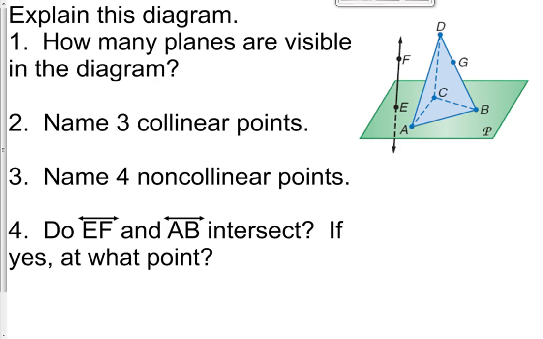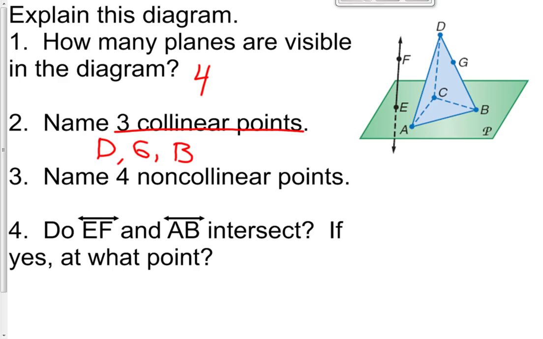So how many planes are visible in this picture? There are 4. When it says name 3 collinear points, 3 collinear points are 3 points that lie on the same line. So D and G and B are 3 points that lie on this line. So D and G and B are 3 collinear points. Now it says name 4 non-collinear points. So as long as the 4 points are not on the same line, 3 of them could be on the same line, but one of them lies on a different line. That would be 4 non-collinear points.